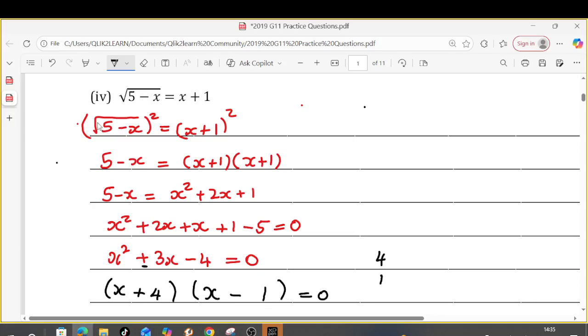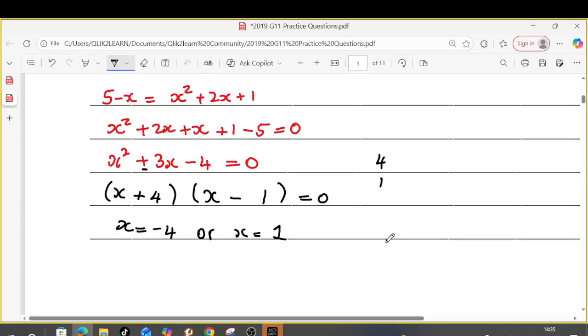Each and every time you see a square root like this one, just know that at the end you'll need to check your answer. At the end you'll have to reject something. You'll have to reject your answer. So how do we do that? We're going to check our answer.